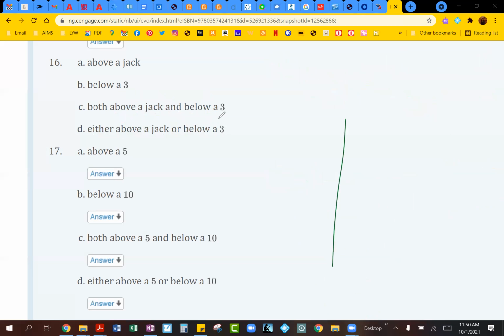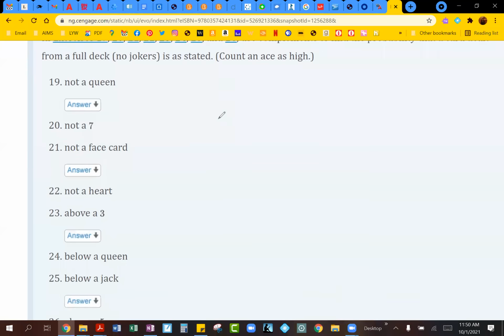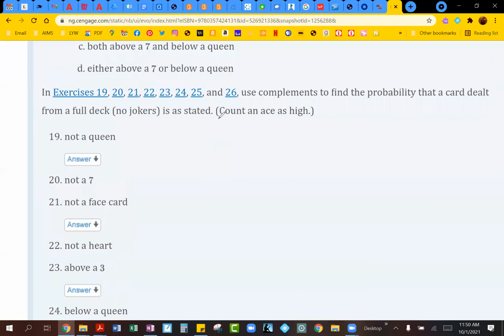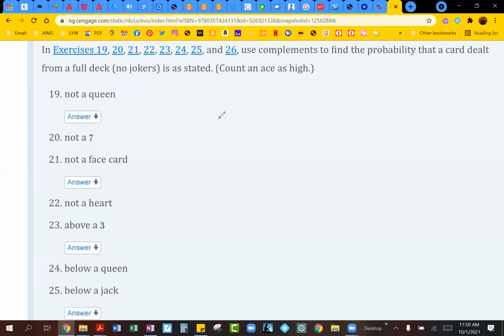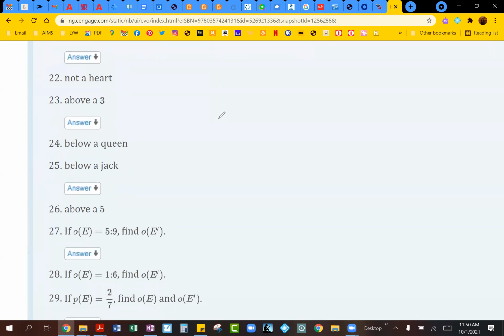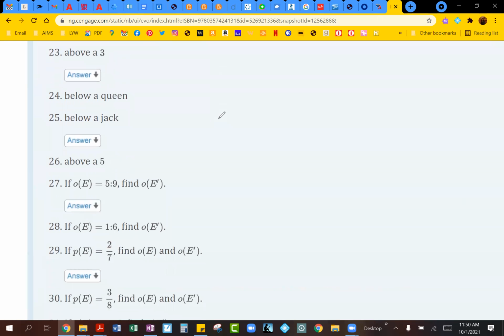Let's look at number 24. So the instructions here are for 24. Use complements to find the probability that a card dealt from a full deck, again, no jokers, is as stated, and they're saying same thing, count the ace as a high card. So this time they want us to use the rule for complements to help us find the probability for event 24, which is below a queen.